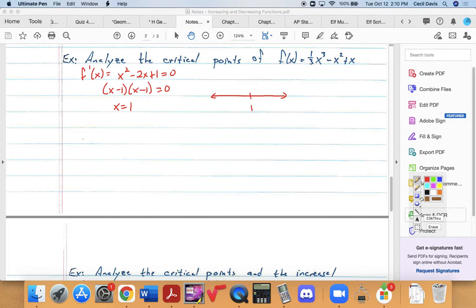So there's only one critical point here. It's that x is equal to 1. So that's x minus 1 quantity squared. That means that this was a double root, right? All that stuff is still important. And it's a positive x squared, so it looks like this.